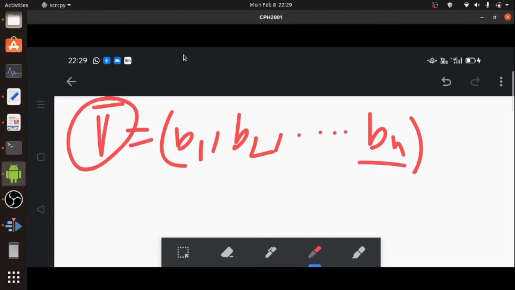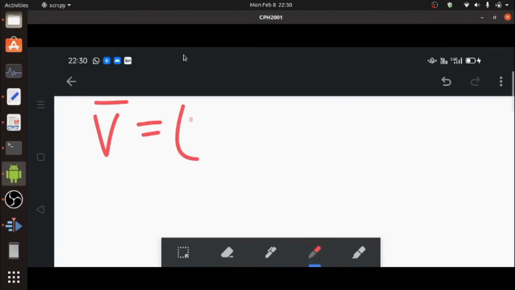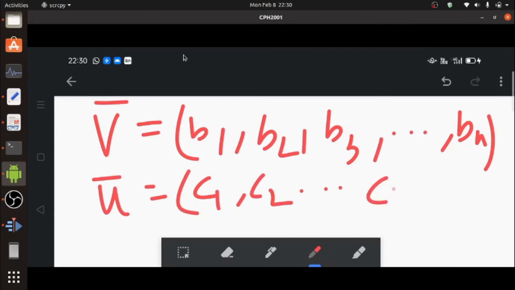Here n is the dimension of this vector. So we define vectors as n-tuples of real numbers, and this is what a vector is. Now suppose we have two vectors, V bar equal to (B1, B2, B3, up to Bn), and U bar equal to (C1, C2, up to Cn).